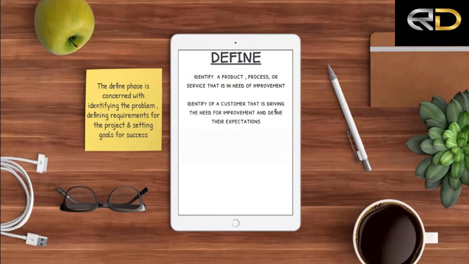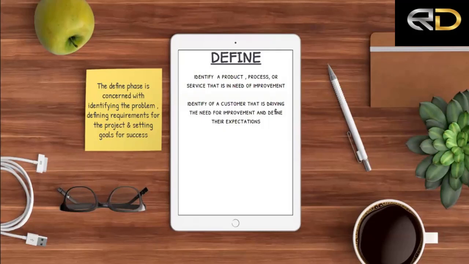Number two, you should identify who exactly is driving this need for improvement and what their expectations are. When you identify a product in need of improvement, you identify two types of customers. The internal customers are the employees responsible for or involved in delivering that product. And then the external customers are the people for whom you provide the product or the service. What exactly do they expect from you? What are their needs and expectations?